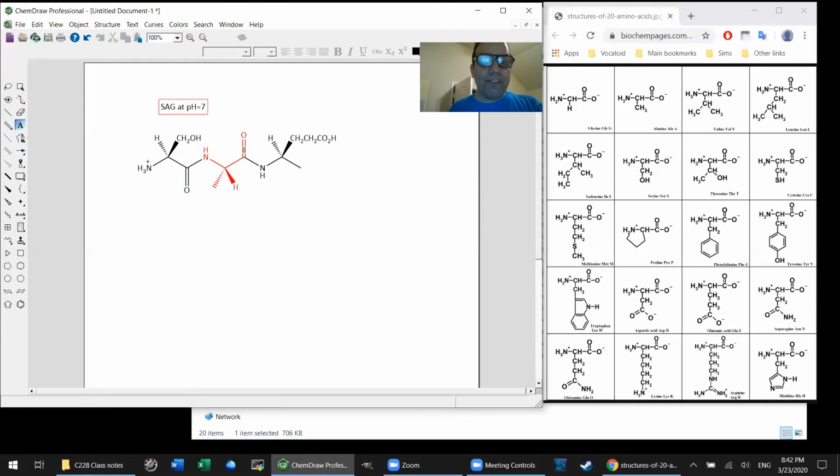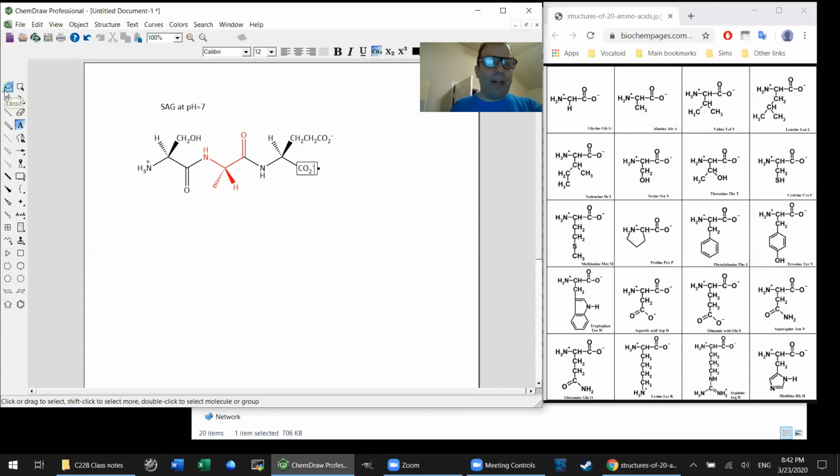Oh wait, whoops, I lied. Not CO2H, of course, CO2 minus, right? Because we're at pH 7. And at pH 7, we're above the pKa of those carboxylic acid functional groups. And then finally, you've got the terminal carboxylate ion of that amino acid.